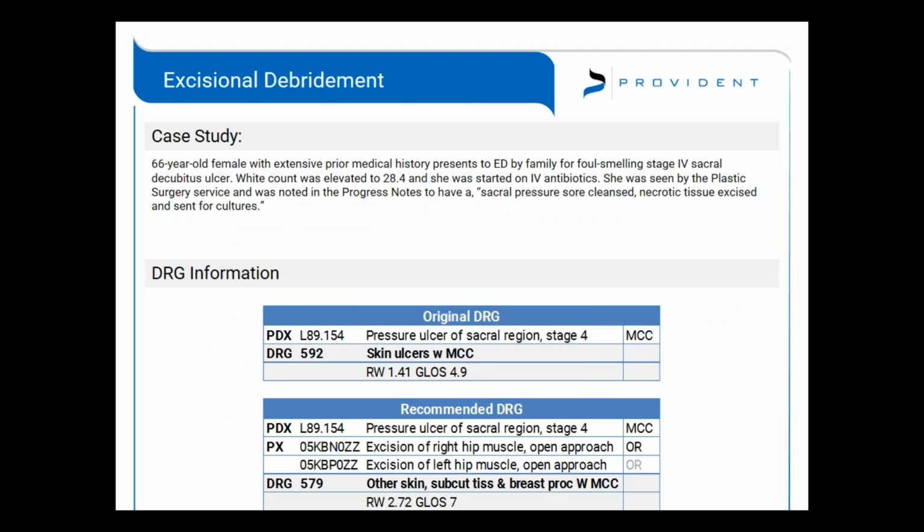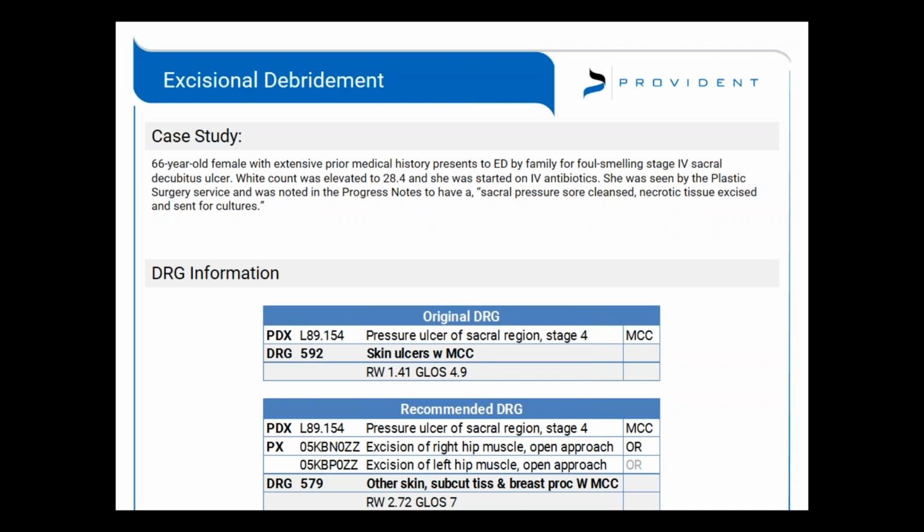Looking at our second case study, we have a 66-year-old female with extensive history who presents at the ED with a foul-smelling stage 4 sacral decubitus ulcer. White count was elevated to 28.4. She was started on IV antibiotics. She was seen by the plastic surgery service and was noted in the procedure notes to have the sacral pressure sore cleansed, necrotic tissue excised, and sent for cultures.